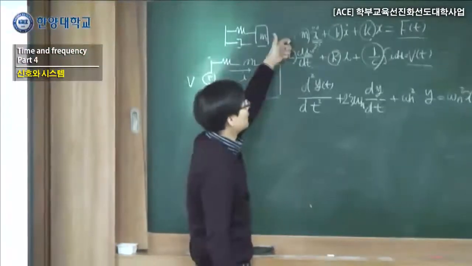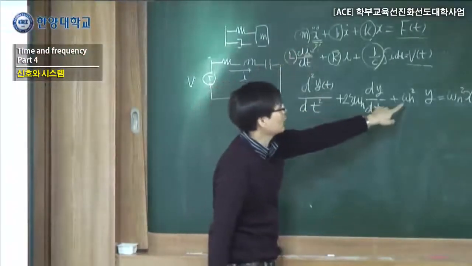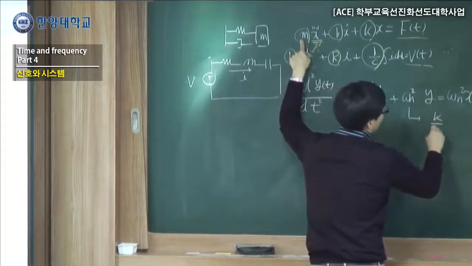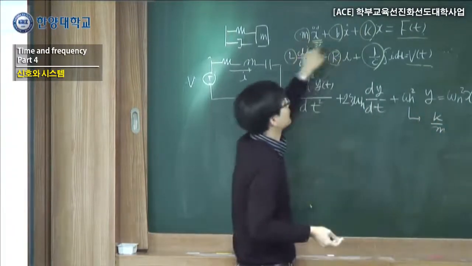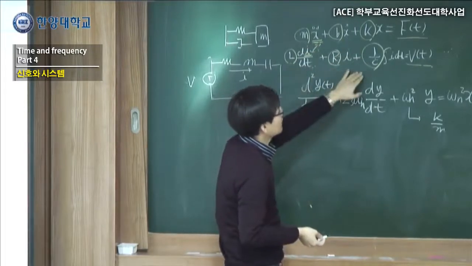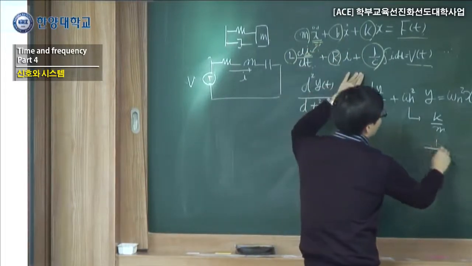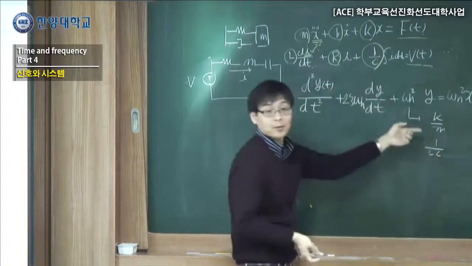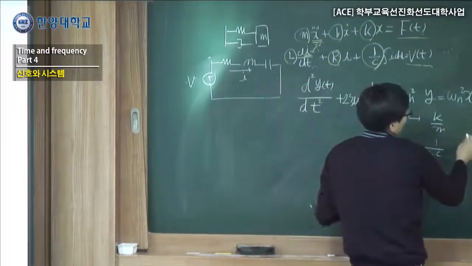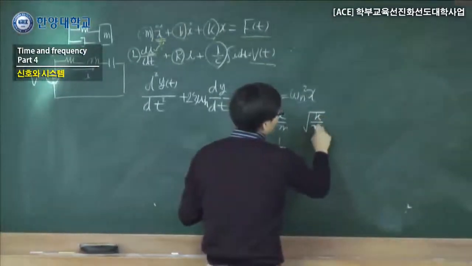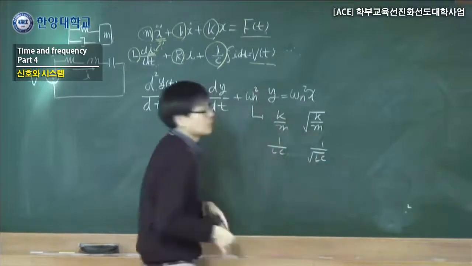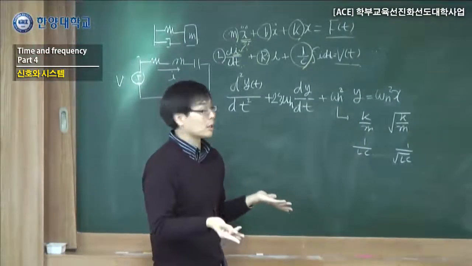In the case of the mechanical system, this omega n will be the square root of k divided by m, from this relationship. In the case of this electrical system, it will be given by 1 divided by the square root of LC. It looks familiar, right? So you say, okay, our resonant frequency will be like that, the resonant frequency of a circuit like this. So they are all related like that.